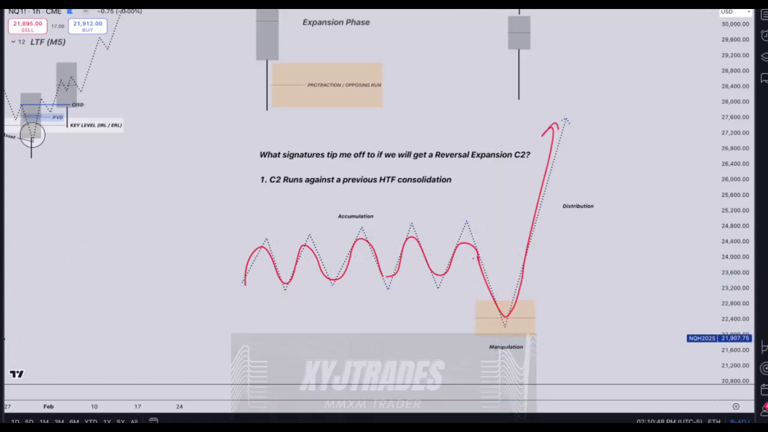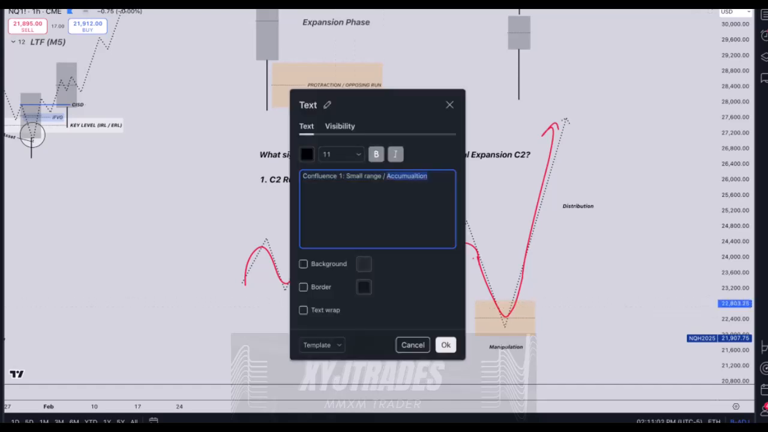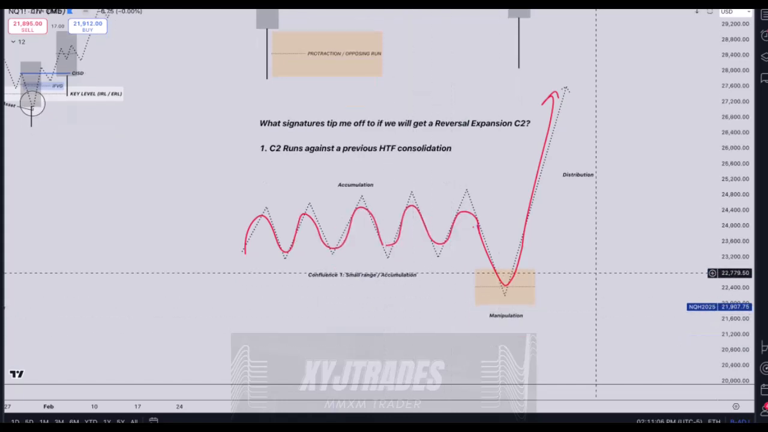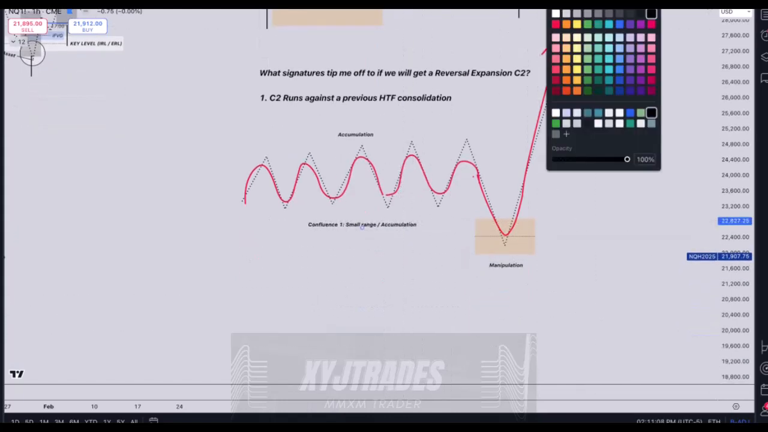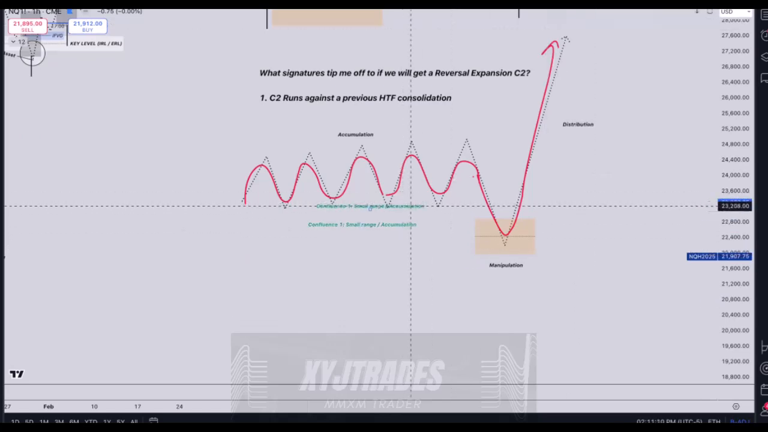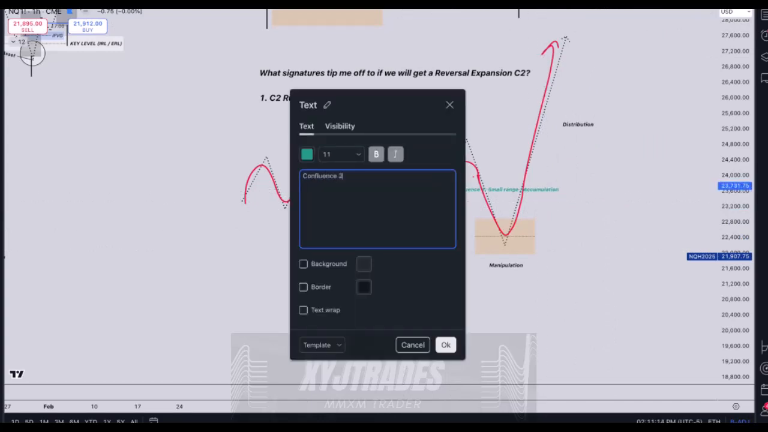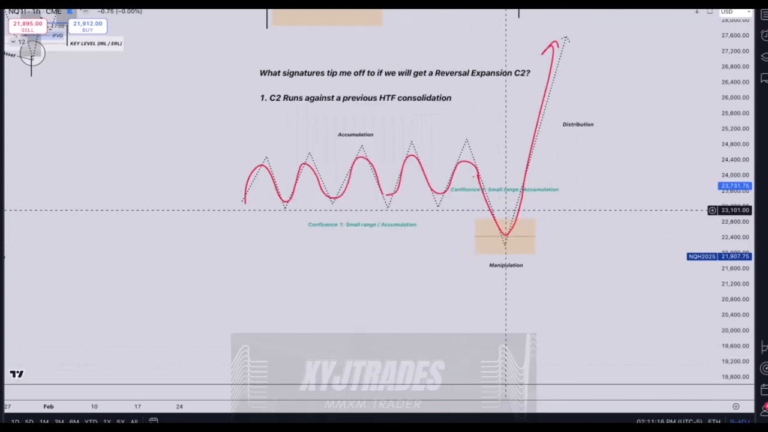There's 2 points we care about. We're going to zoom in. So this is point 1. So confluence 1 is right here. Small range or accumulation. Okay. That's confluence 1. Let's make this a different color. Confluence 2 is right in here. And it has something to do with this opposing run.